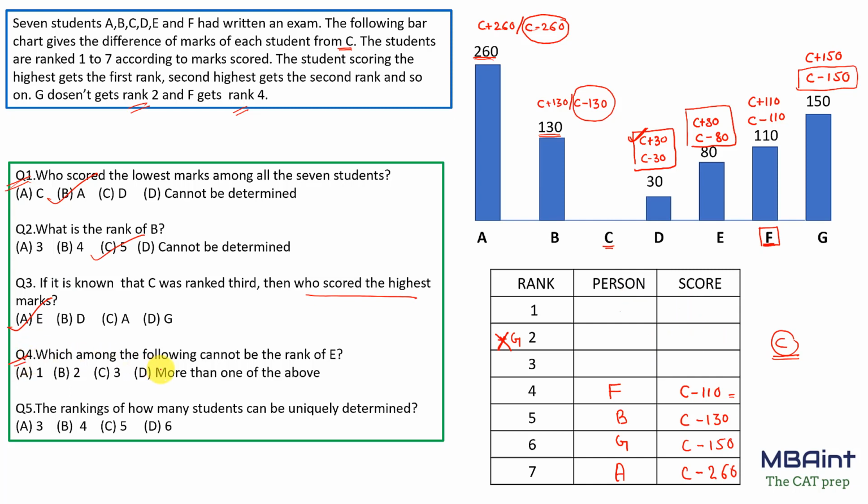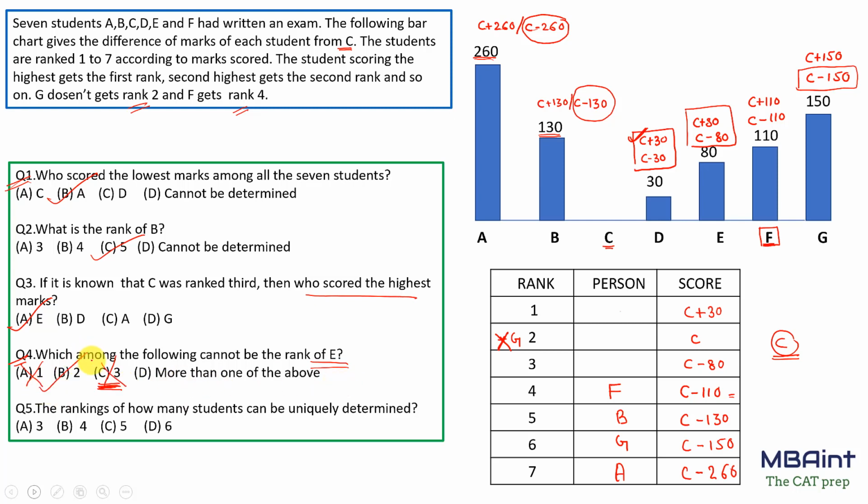Question number 4 says, which among the following cannot be the rank of E? We have seen that E can get rank 1. Also, is it possible? Let's cross check with C rank 3 given to E. Now in that case, if I take C minus 80, C and C plus 30, there is a possibility that E can get rank 3. So this is also removed. Now we cannot have more than 1.